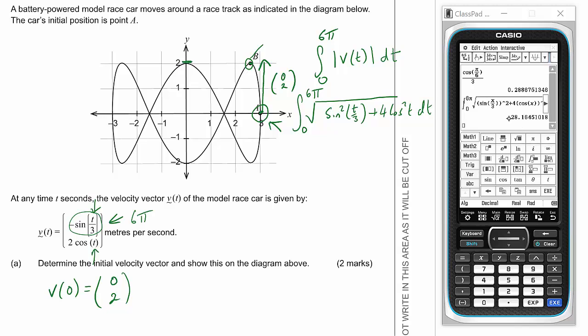Now I'll just pause the recording while I was typing all of that in, and it comes to, as we can see, 28.16, and it's in meters.